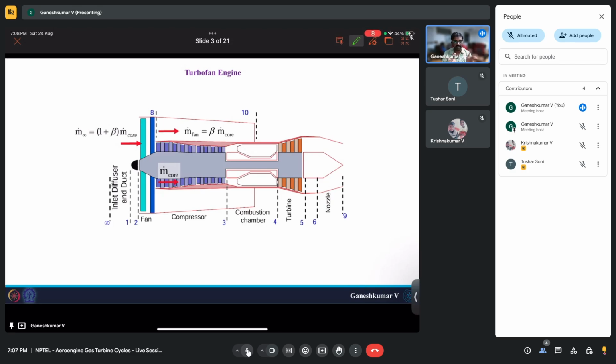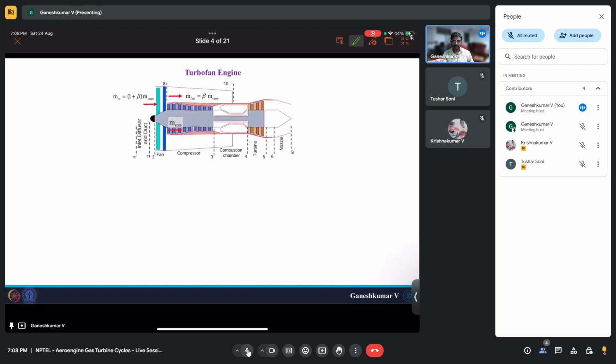There is an aft fan engine, there is a mixed flow engine. All these things you will study in subsequent weeks, probably week 7, 8, and 9. There are also geared turbofan engines. Probably in week 7 you'll be looking at it. But this week we just introduced the turbofan engine. We will be doing single spool turbofan engine calculations.